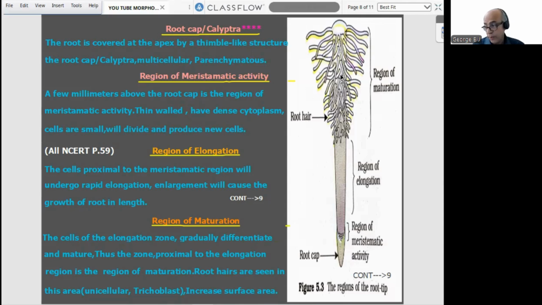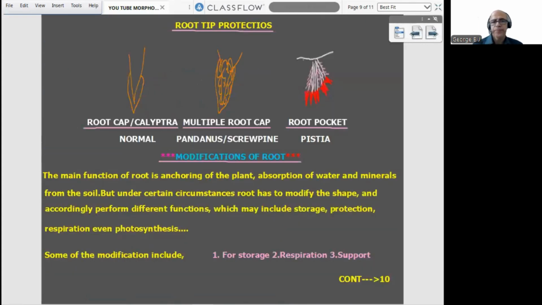In this region of maturation, we can find root hairs. You will remember root hairs are unicellular, and root hair forming cells are called trichoblasts, which we studied in anatomy also. Numerous root hairs can be seen. Their function is increasing surface area. So I think the four regions are clear, important for exam: root cap or calyptra, region of meristematic activity, region of elongation, region of maturation. I think the idea is clear. We can proceed to the next page.